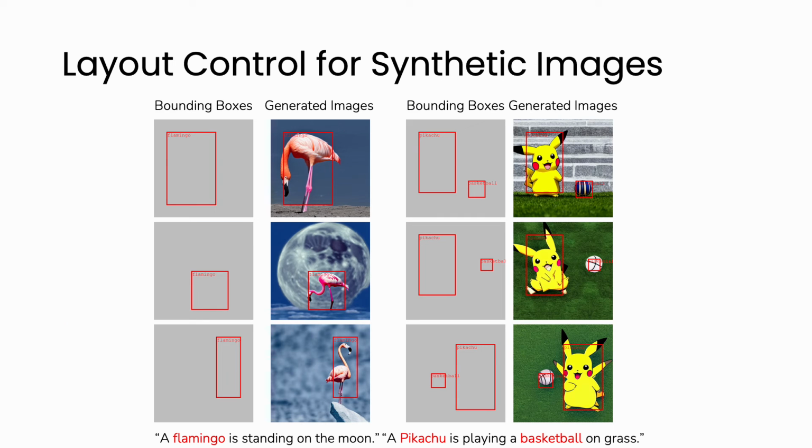Here are some qualitative examples of synthetic image layout control. Given a text prompt and some bounding boxes, our method can control the position and size of single and multiple objects.